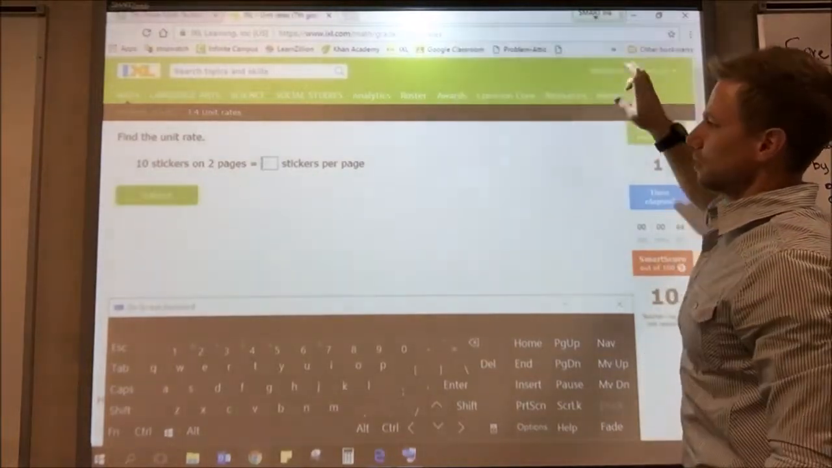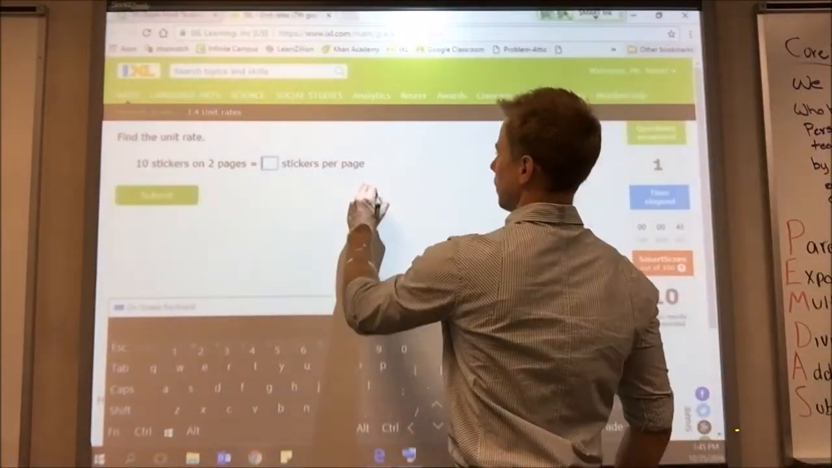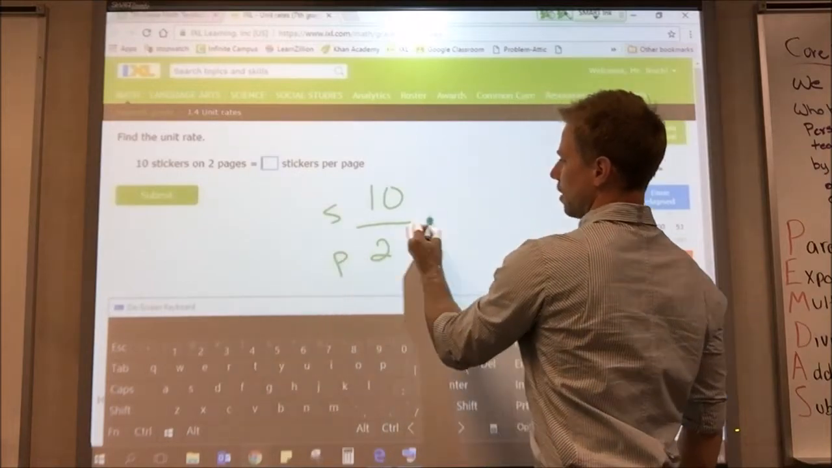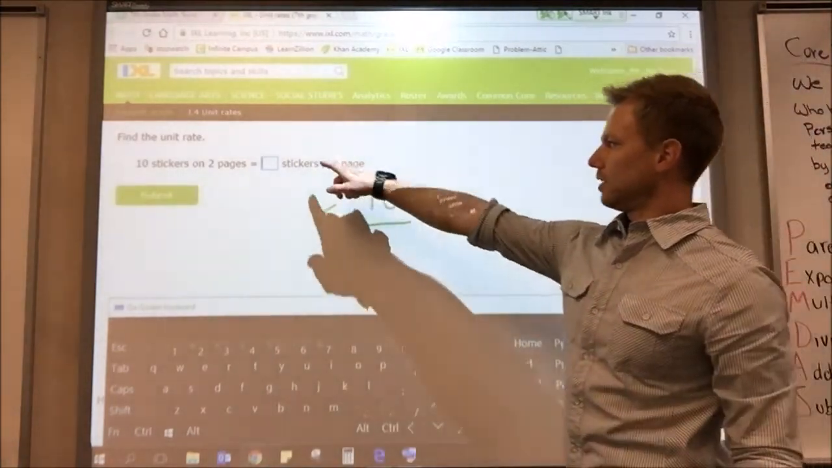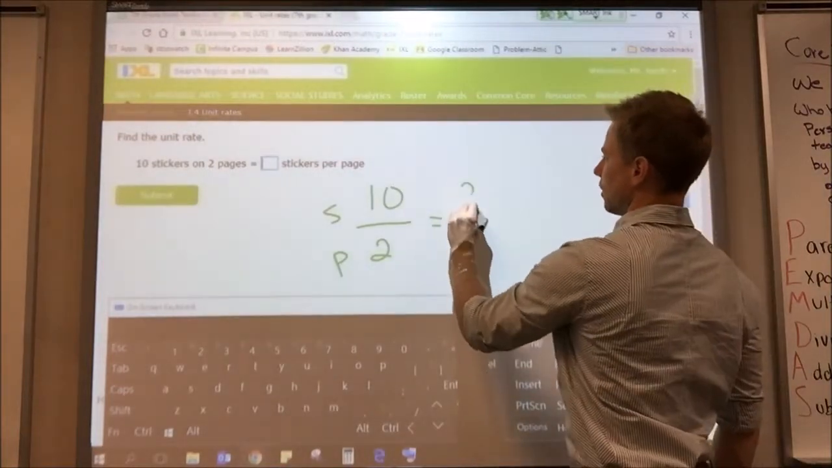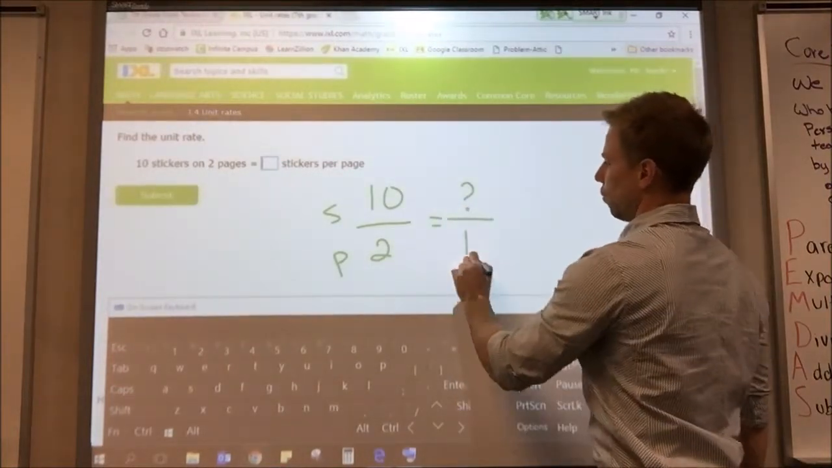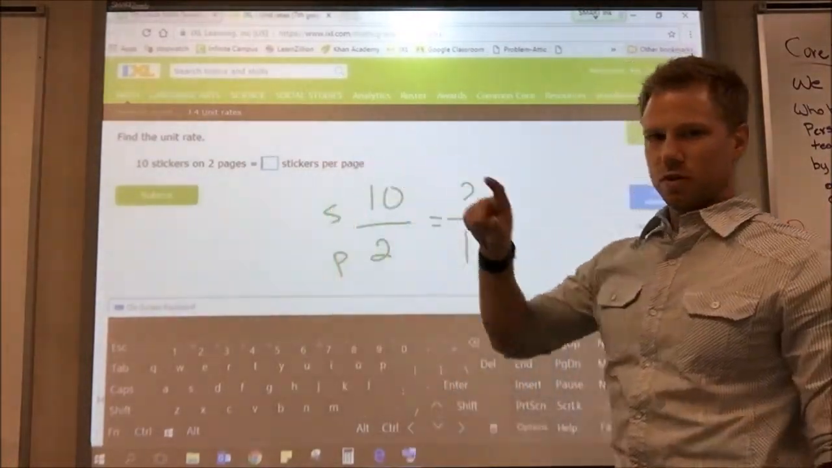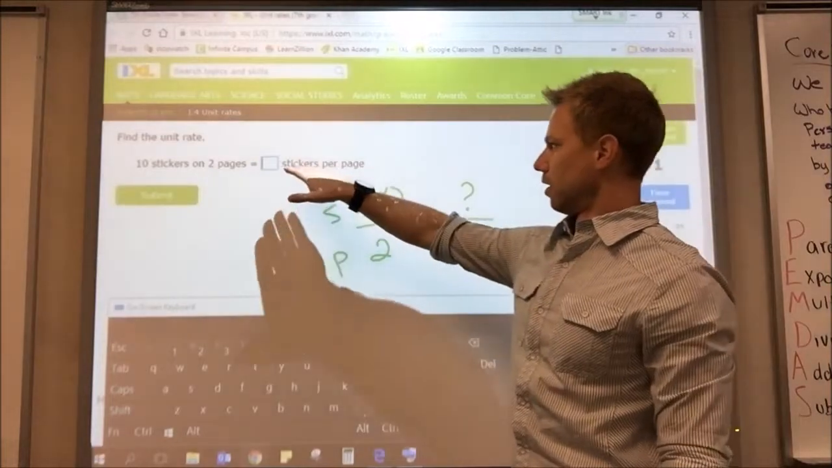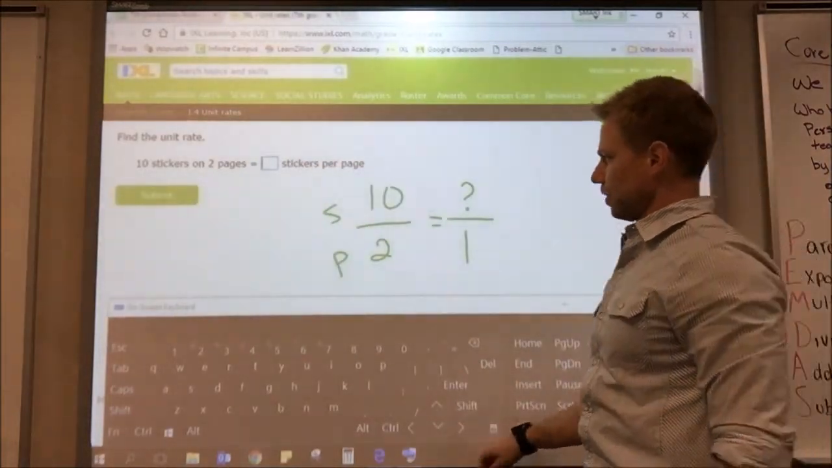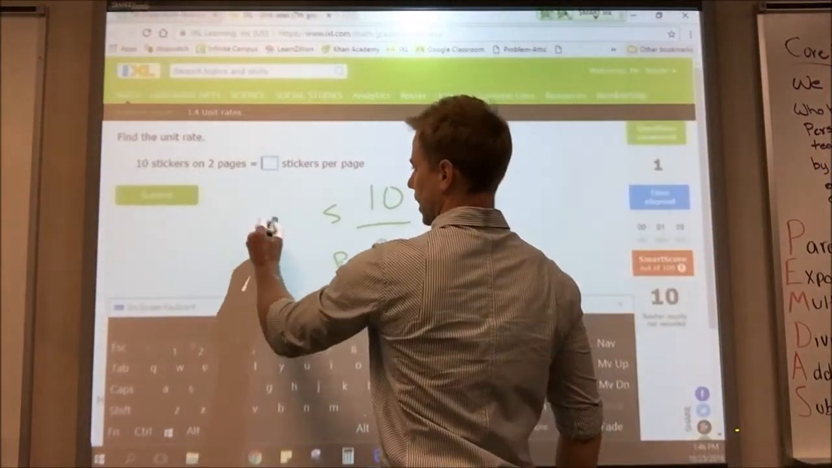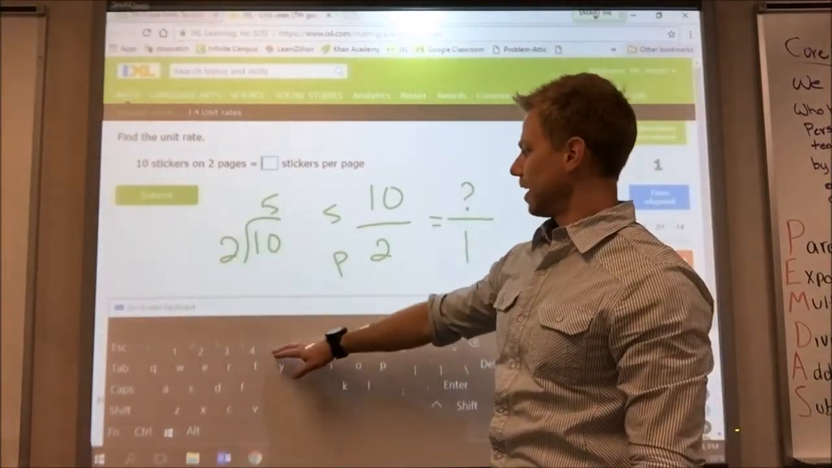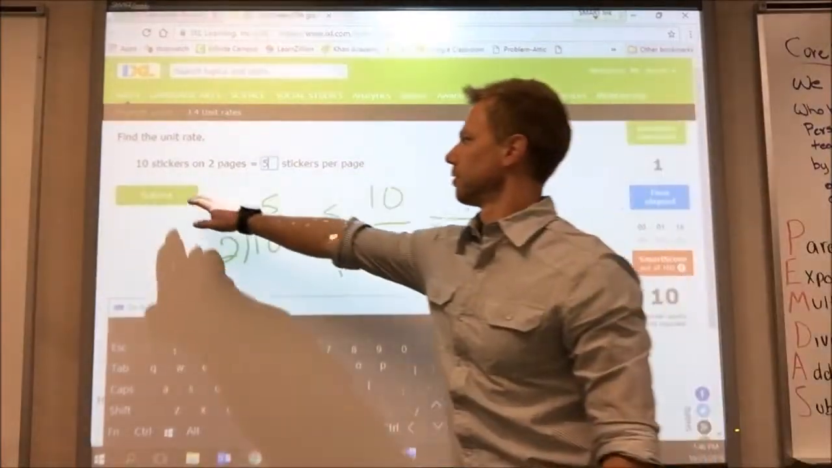All right, 10 stickers on 2 pages. I'll put an S for stickers, P for pages. How many stickers per page? That means how many stickers in 1 page. When it says the word per, that means 1. How many stickers on 1 page? So again, to figure that out, we do 10 divided by 2, which is 5. So there's going to be 5 stickers per page.